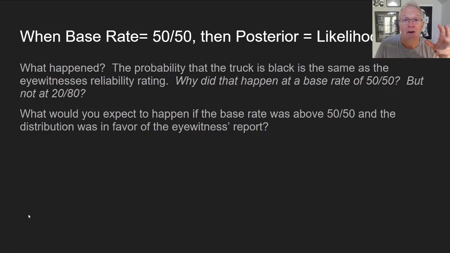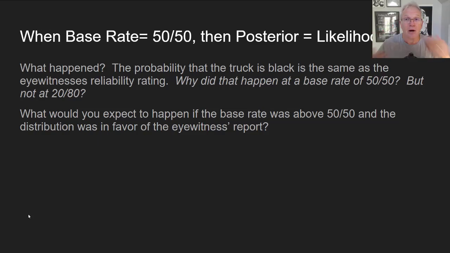The eyewitness is 75% reliable, and in the first case, there's only 20% black trucks, and the eyewitness said something that ran against the bias in the population, that the population was running counter to. That is, the eyewitness says a black truck, but black trucks were in the minority. So what happened? The minority of black trucks pulled the eyewitness's testimony reliability down. They pulled the answer down from 75 to 42.